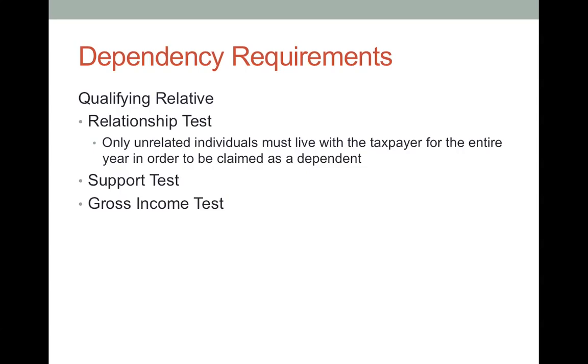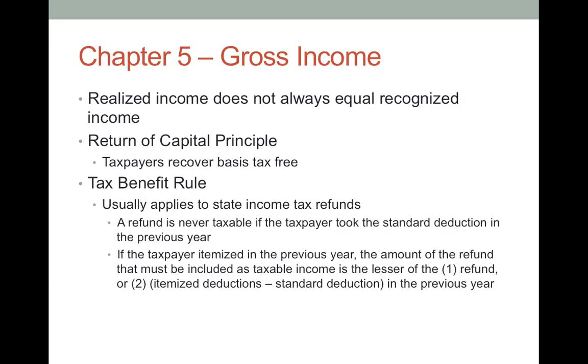Make sure you understand that relationship test. The support test for a relative says that the taxpayer actually has to provide half of the support in order to claim someone as a dependent. And finally, the gross income test. The person you're trying to claim as a dependent, their gross income has to be less than the personal exemption amount, or less than $3,950 for this year.